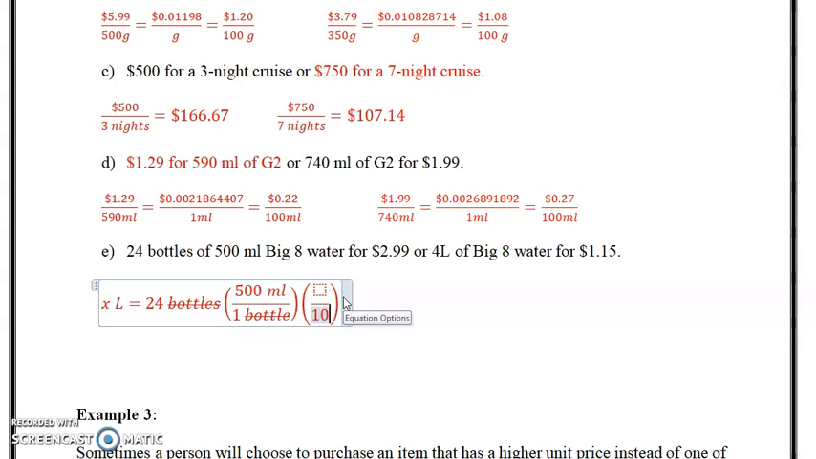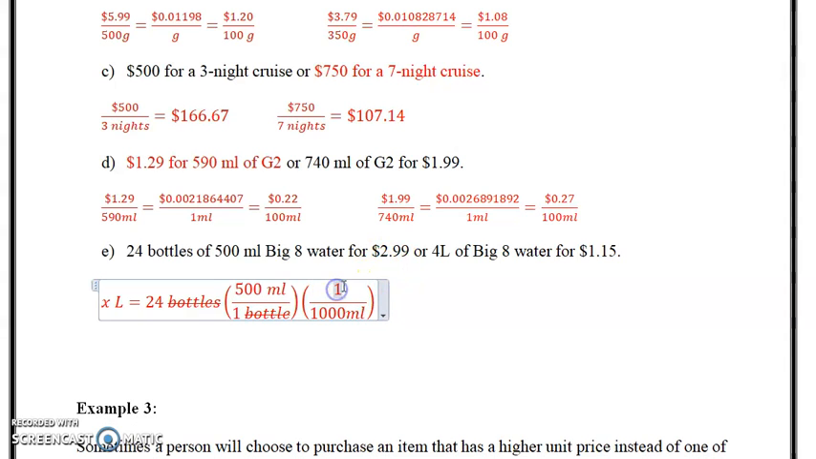And for every 1,000 milliliters, that's equivalent to 1 liter. And that will divide the milliliters out. So this is a good refresher for Chapter 1, conversion factors. And that will equal 12,000 liters over 1,000, which would equal 12 liters.